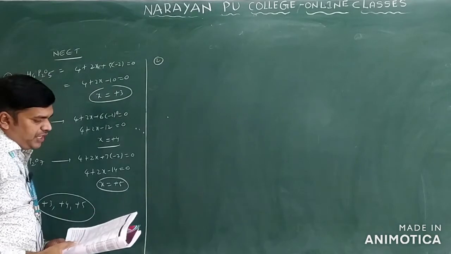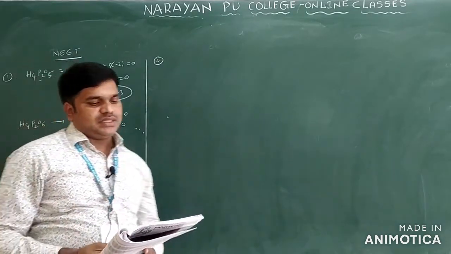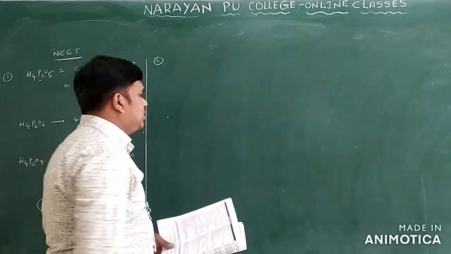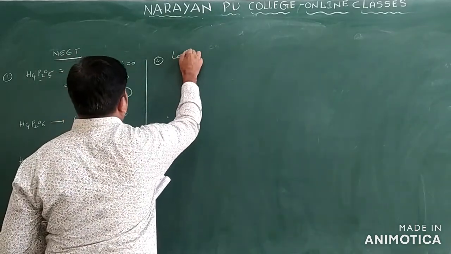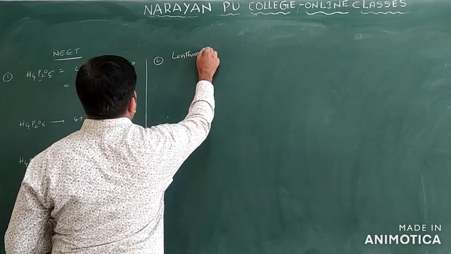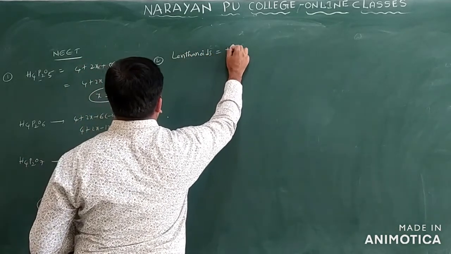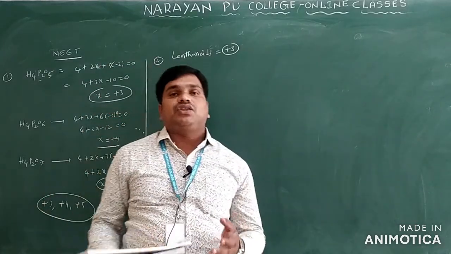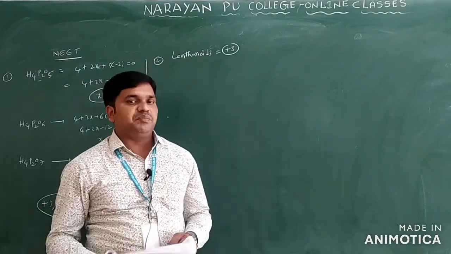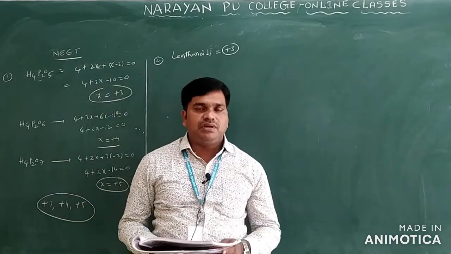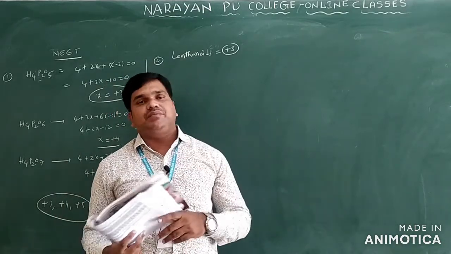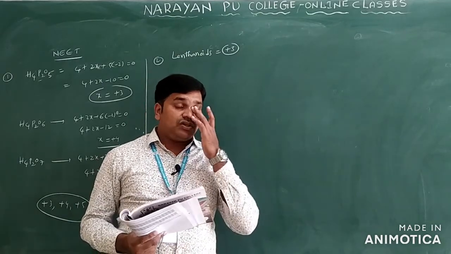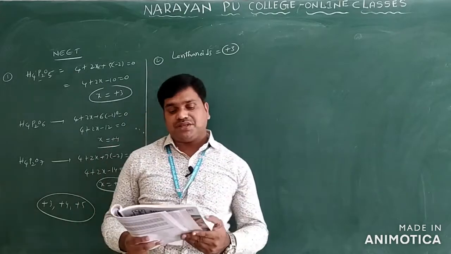See the second question we have: which of the following oxidation states is the most common among the lanthanoids? So generally lanthanoids show the plus 3 oxidation state only. Lanthanoids are the elements present at the bottom of the periodic table. Generally we have 4f series elements only. 4f series elements you are calling lanthanoids. The common oxidation state of these lanthanoids is plus 3 only.